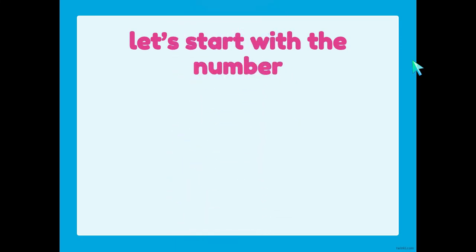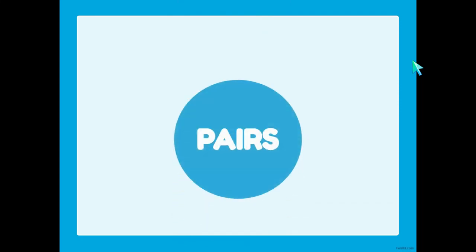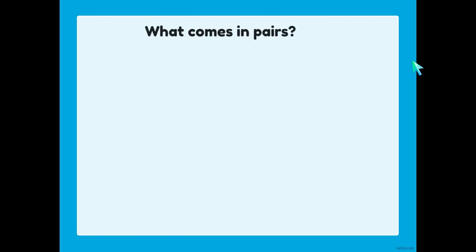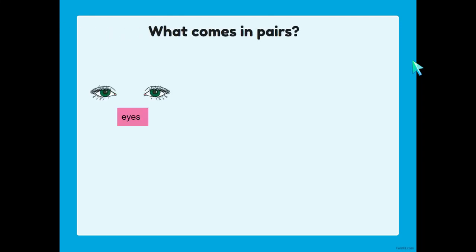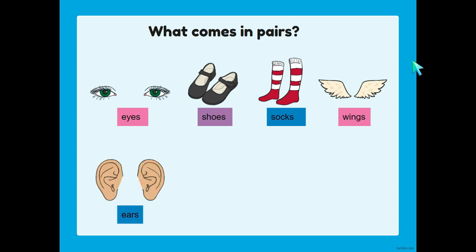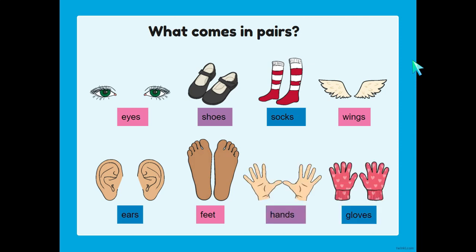We're going to talk about pairs. So what things that you know come in pairs? Let's think a little bit. Your eyes, shoes also come in pairs, socks, wings, ears, feet, hands, and gloves come all in pairs or groups of 2.